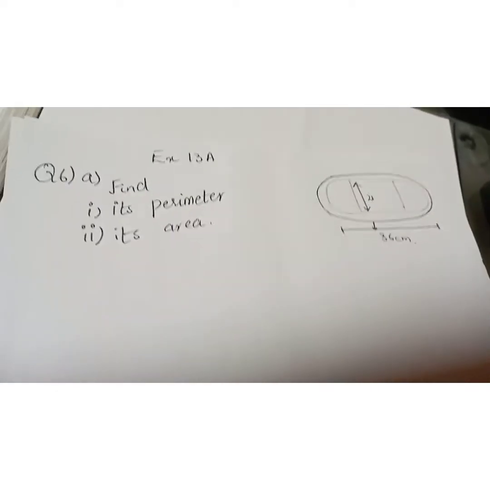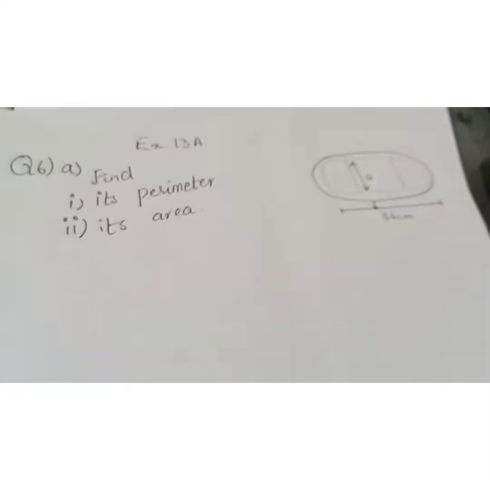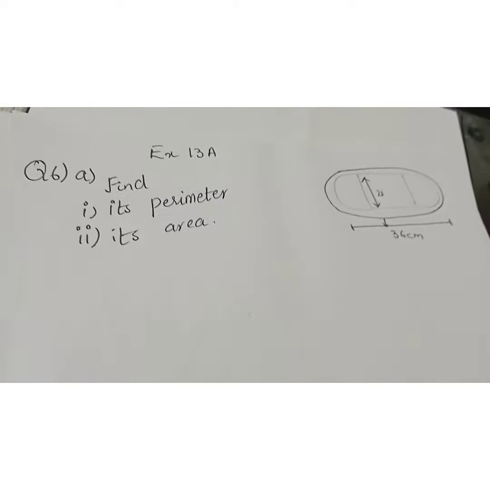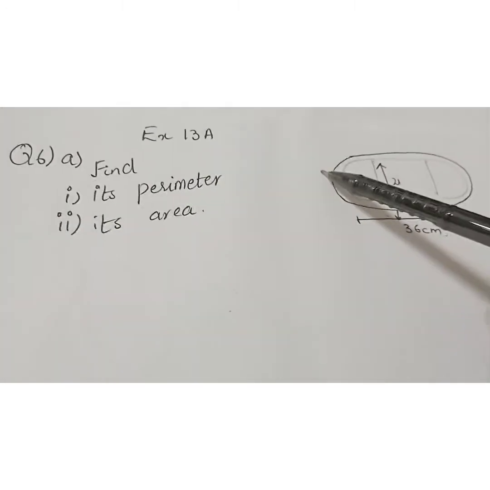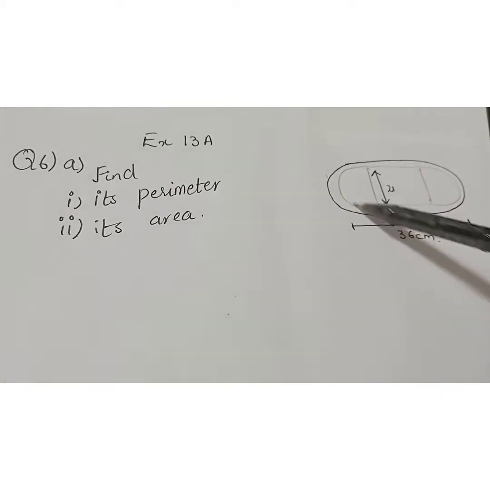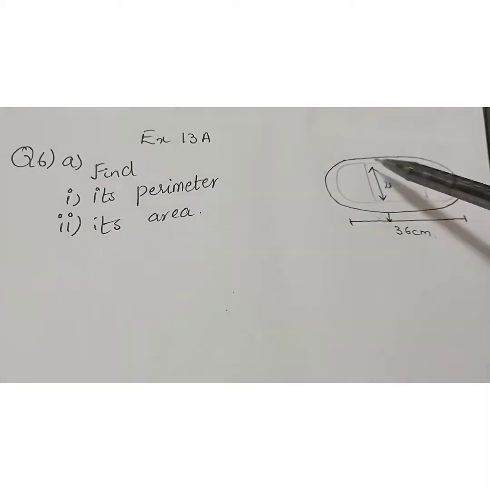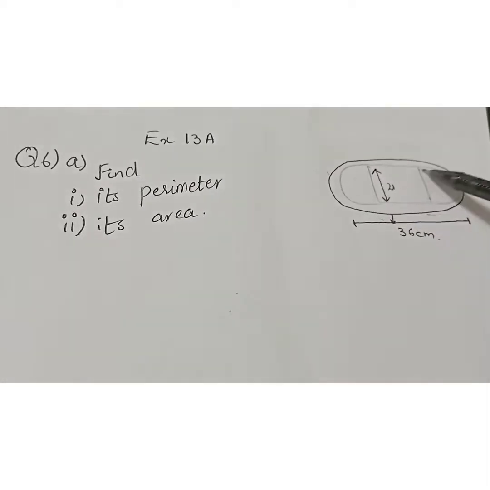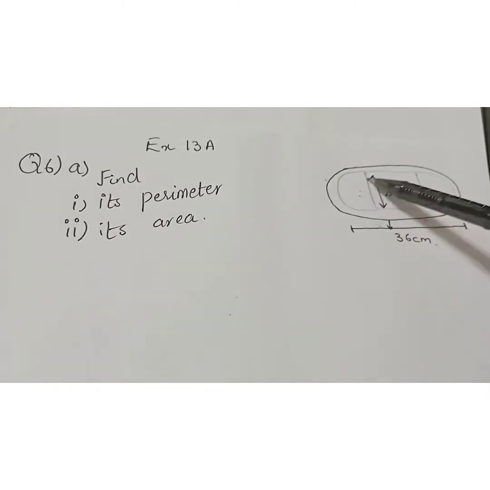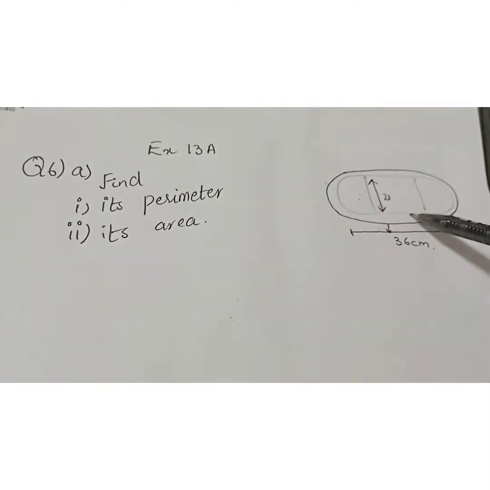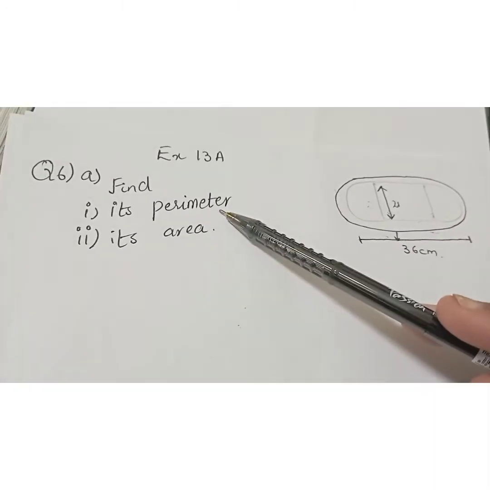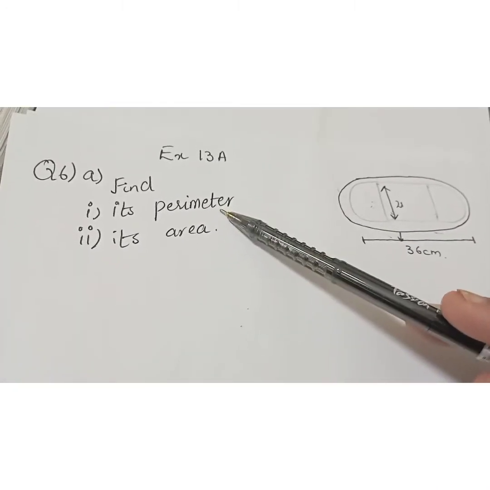Before moving on to the solution of this question, first we should know what the perimeter and area of any shape are. If we talk about this shape, the perimeter consists of only the outer boundary, and the inner portion, which includes these two semicircles and this area, makes up the whole area of this shape. So first let's assume that we're going to find the perimeter.